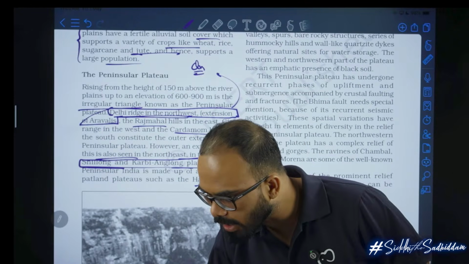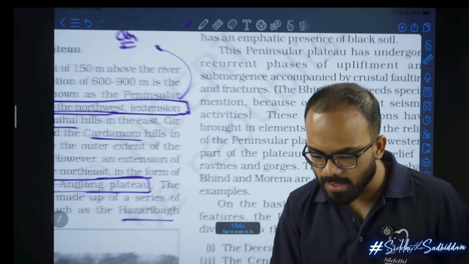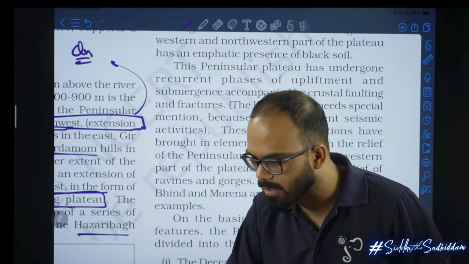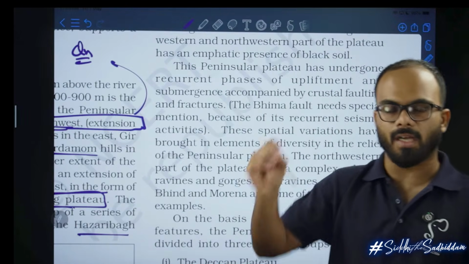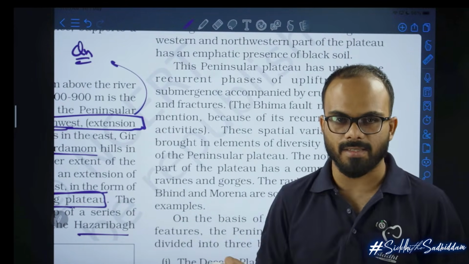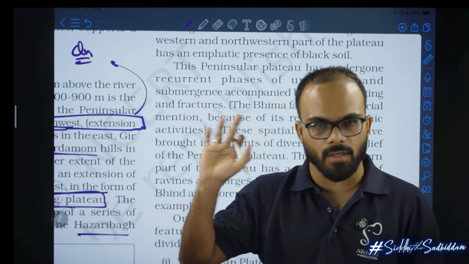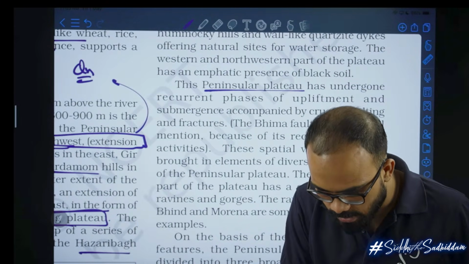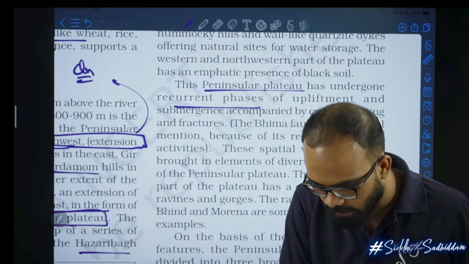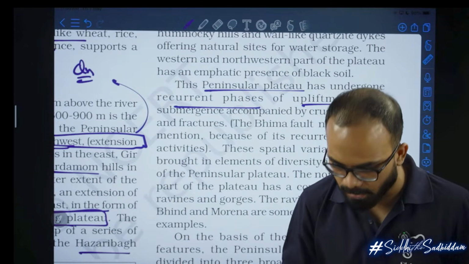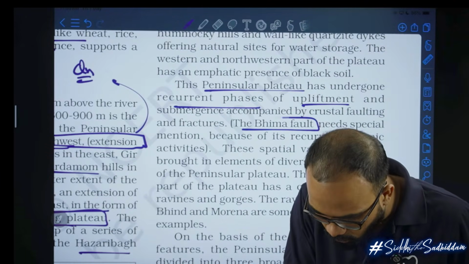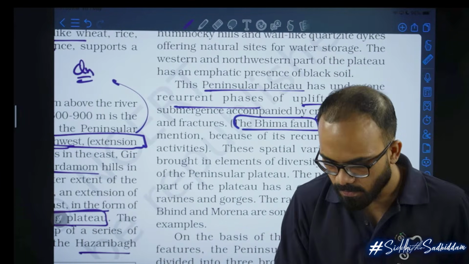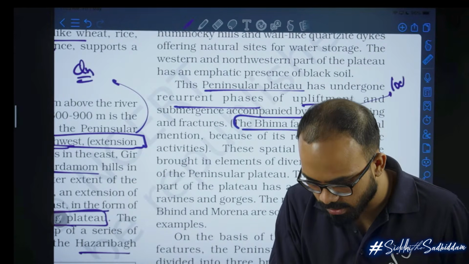I think you missed climate types. The number of questions that are asked on climate types, soils and agriculture are very, very minimal. So I am not covering them in Astra series. Astra series I am picking up only important topics, right? Next, the Peninsular Plateau has undergone multiple phases of upliftment. Bhima Fault, this they can ask you. Bhima Fault, they can ask you the location in the exam.